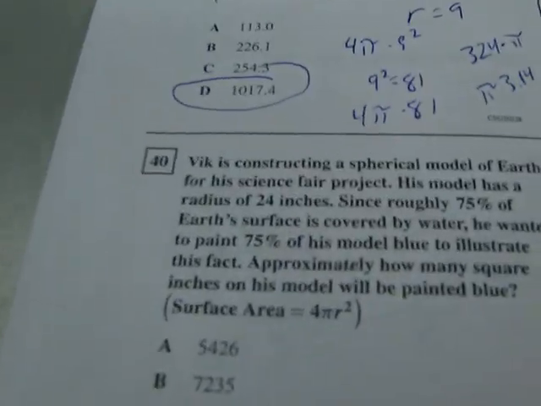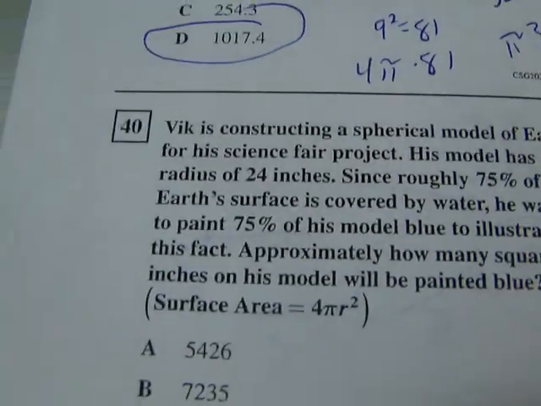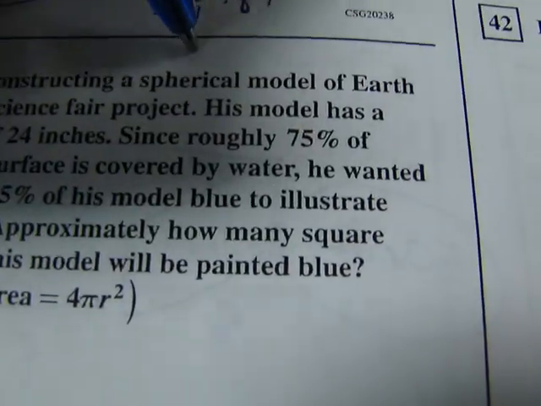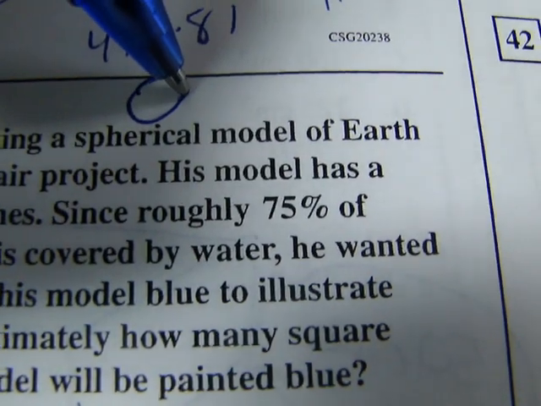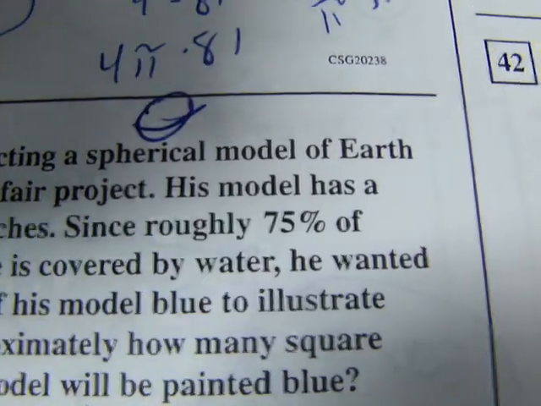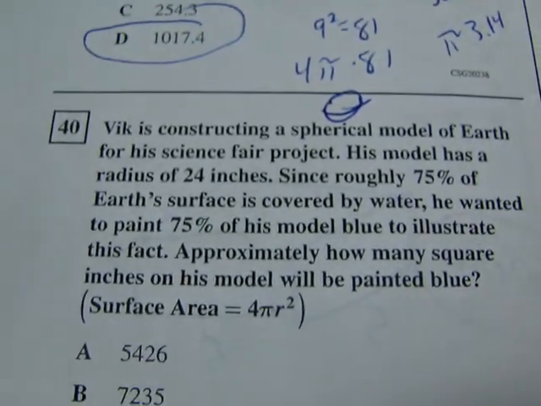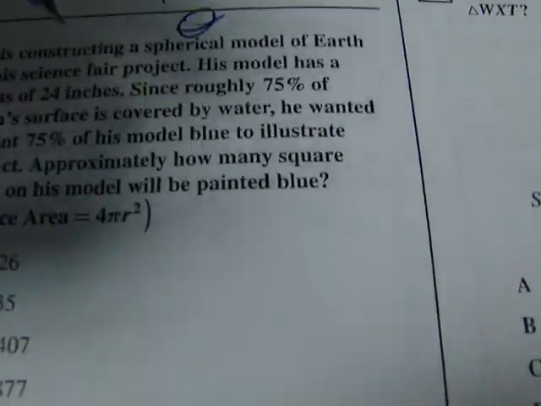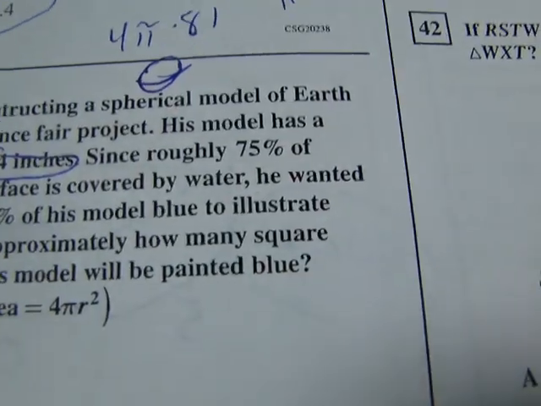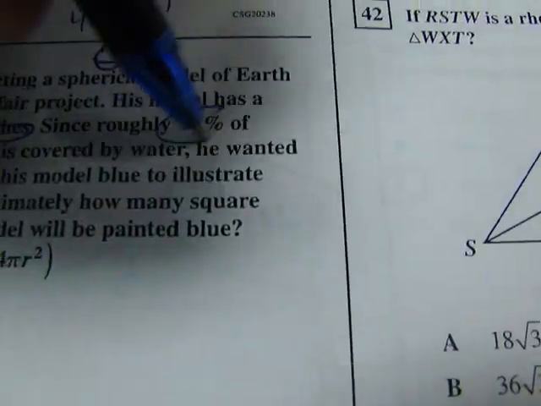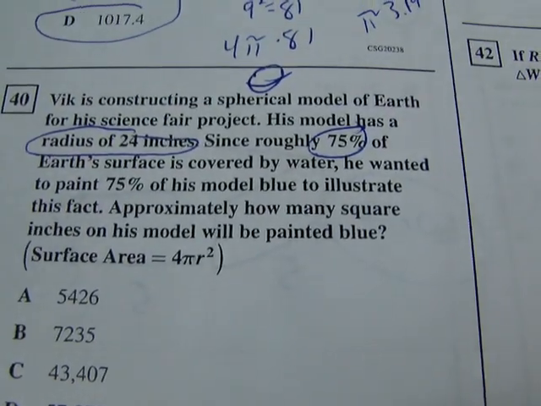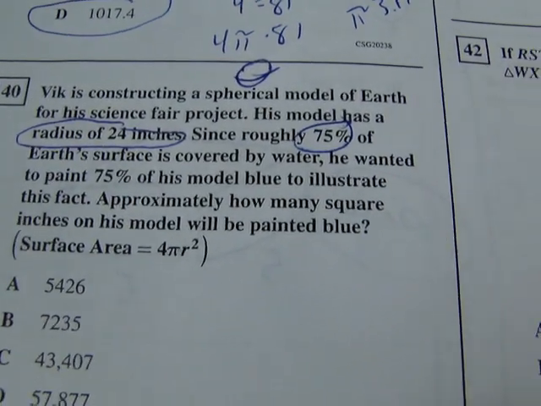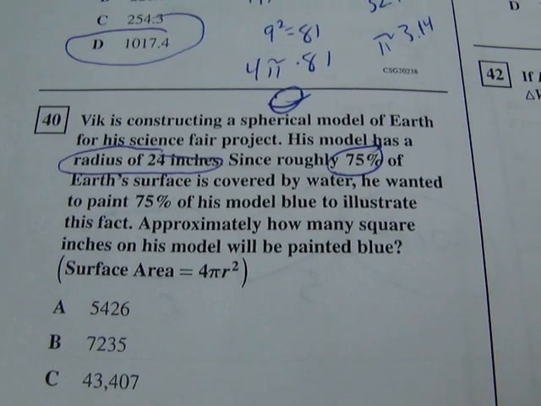Let's see. Number 40 is the last one we're going to do. Ooh, another fun pi problem. Vic is constructing a spherical model of Earth for a science fair project. Spherical again means a sphere, so that's a circular globe type thing. His model has a radius of 24 inches. Since roughly 75% of Earth's surface is covered by water, he wanted to paint 75% blue to illustrate this fact. Approximately how many square inches of his model will be painted blue?